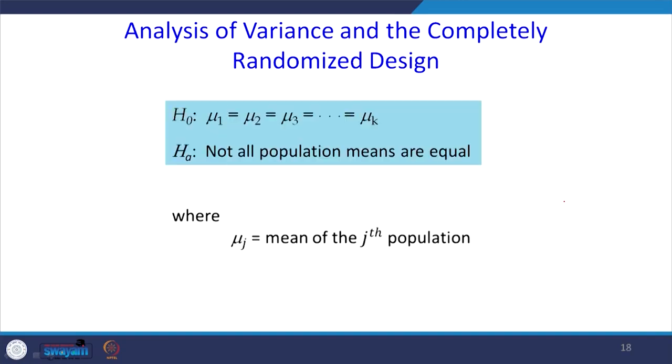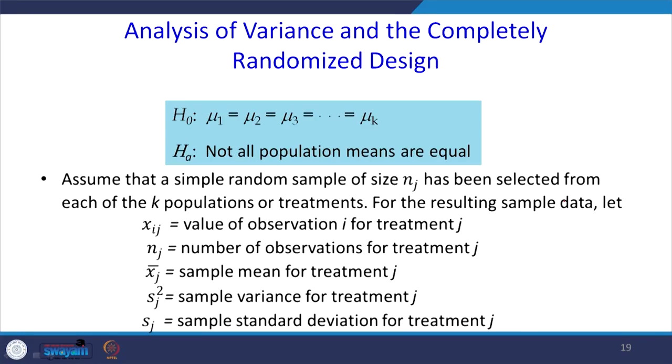So, what is a null hypothesis? For a CRD, completely randomized design, mu1 equal to mu2, mu3 equal to mu k; not all population means are equal. Here assume that a simple random sample of Nj has been selected from each of the k populations or treatments. There are k treatments. In our previous example, there were 3 treatments, 3 factors. 3 factors means 3 levels.